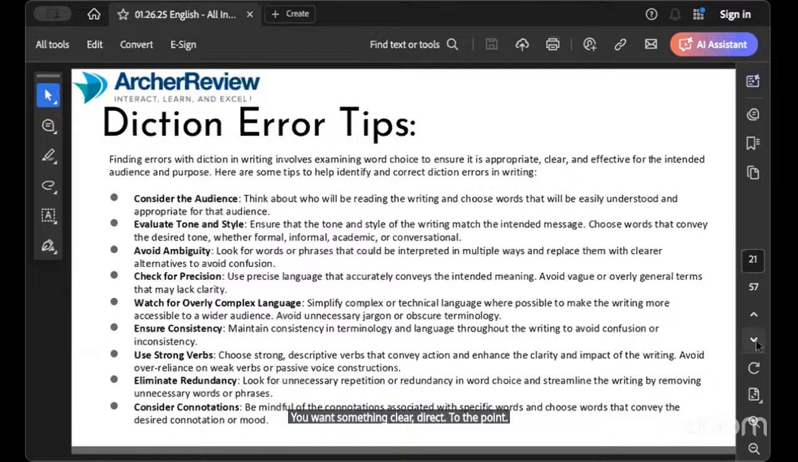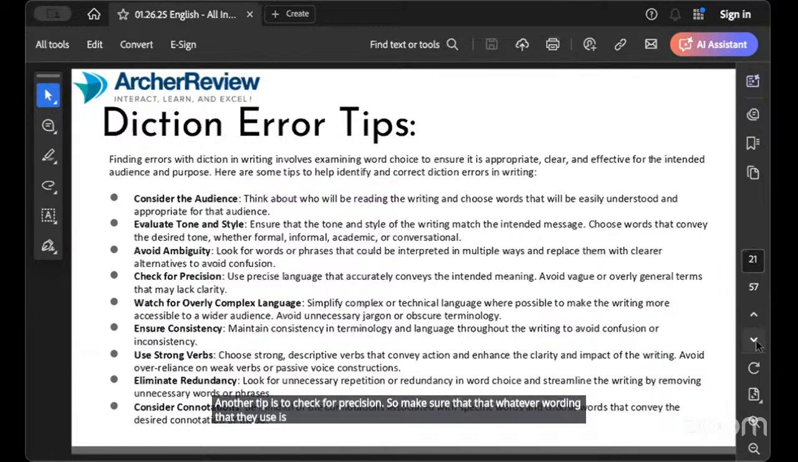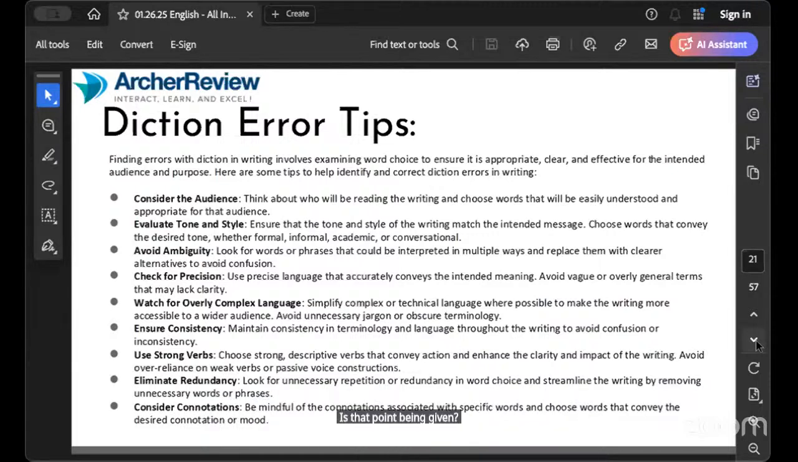Another tip is to check for precision. Make sure that whatever wording they use is getting across the intended message. Whatever the author meant to say, is that point being given? Again, this is where you want to avoid vagueness. You don't want to use overly general terms that could be misconstrued and taken a different way by a different person.